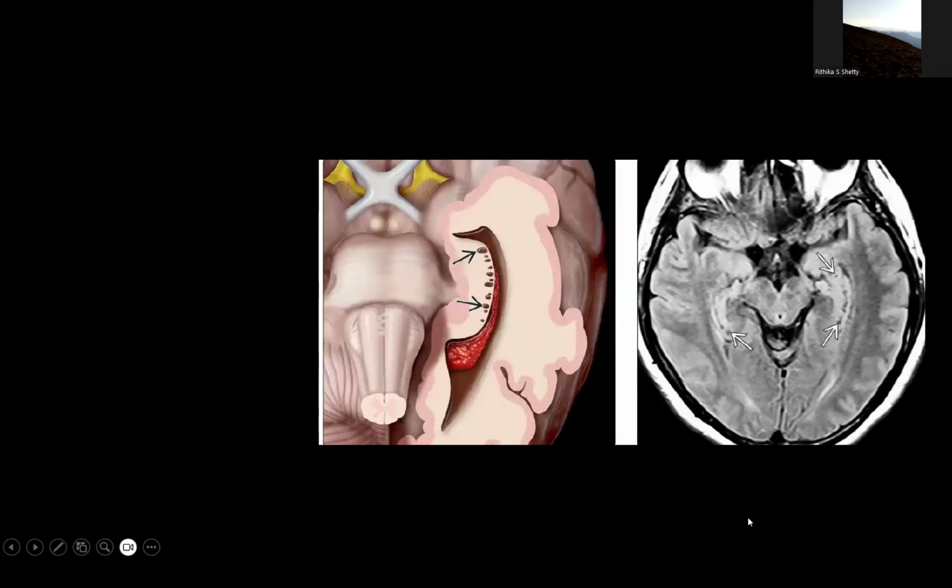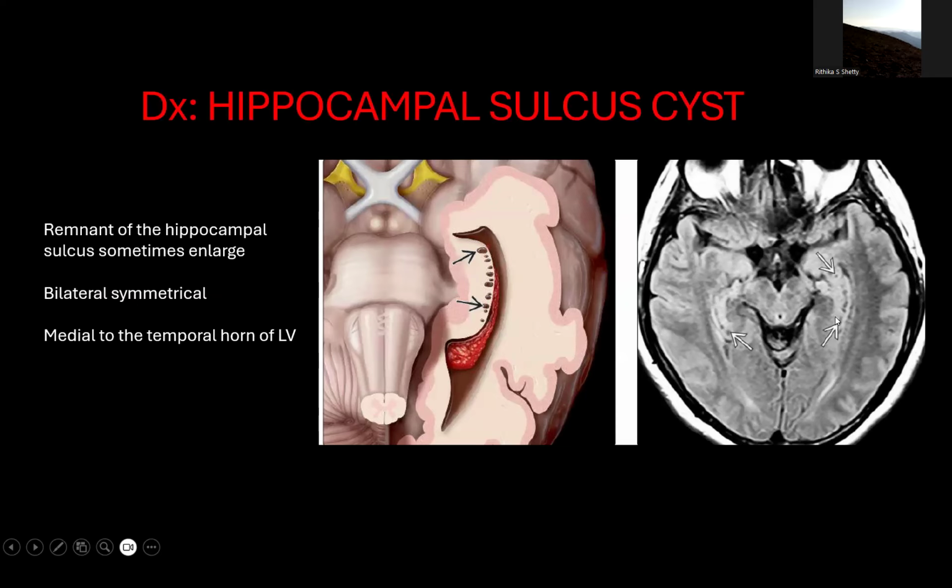Again, coming to a very important cyst, which we diagnose only on the basis of location, is the hippocampal sulcal cyst. This is located medial to the temporal horn of the lateral ventricle. It is seen in the place of the hippocampal sulcus remnant. They are again bilaterally symmetrical.